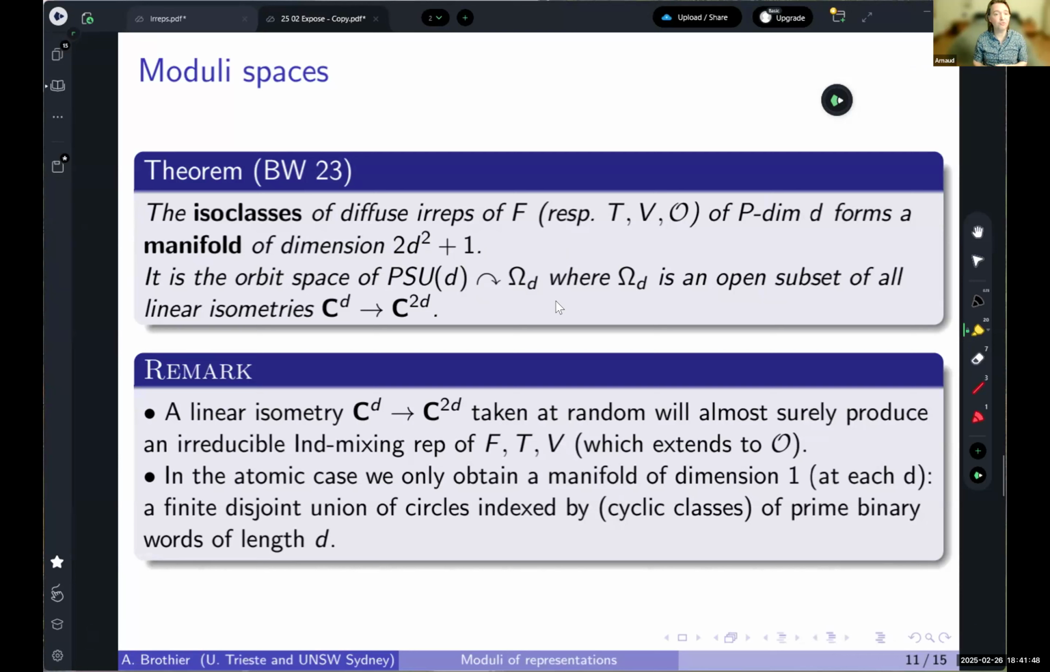And so it also shows you that for any dimension D, my new dimension function, there are many irreducible classes. It's a meaningful dimension function because for any D, you get a manifold of this dimension. So you get uncountably many isomorphism classes of irreducible representations of a given dimension.